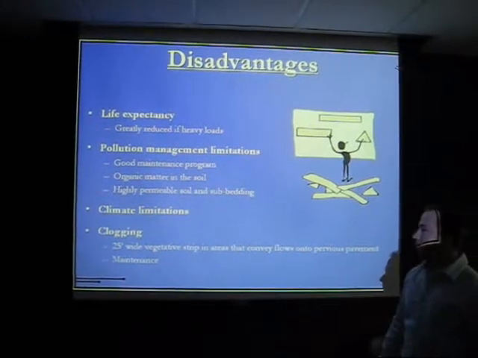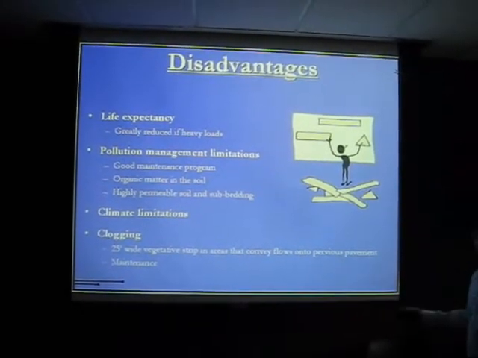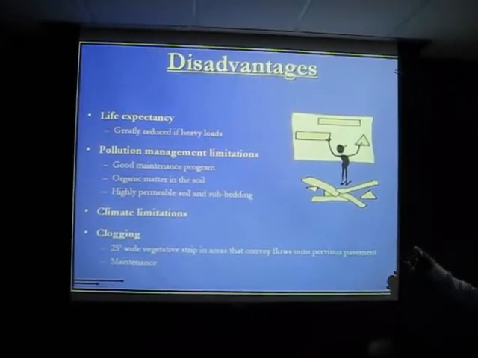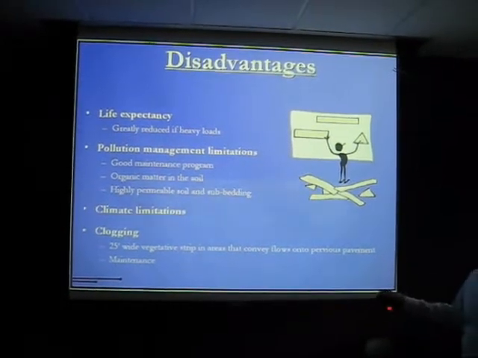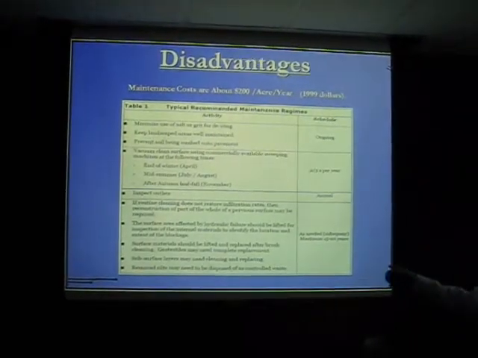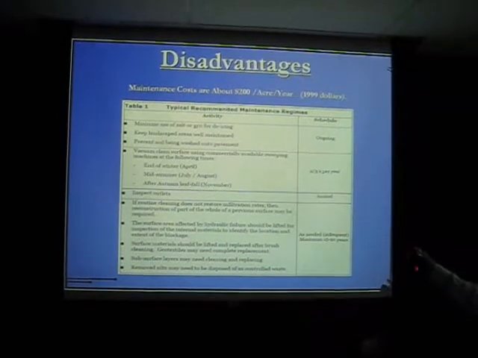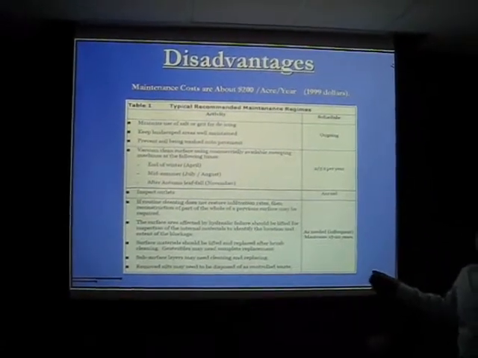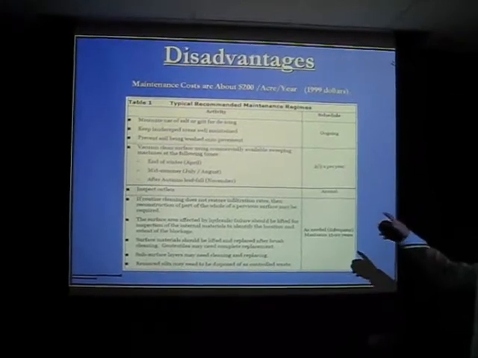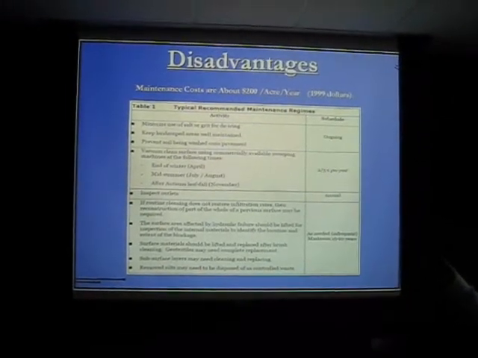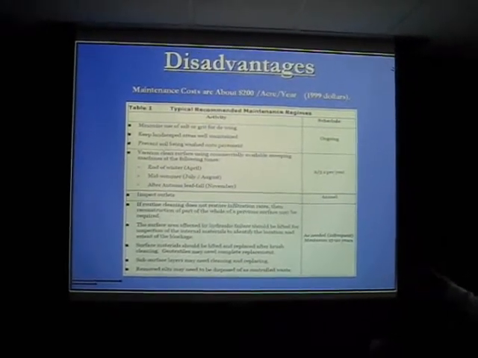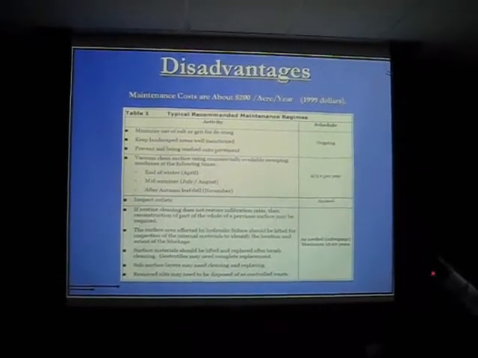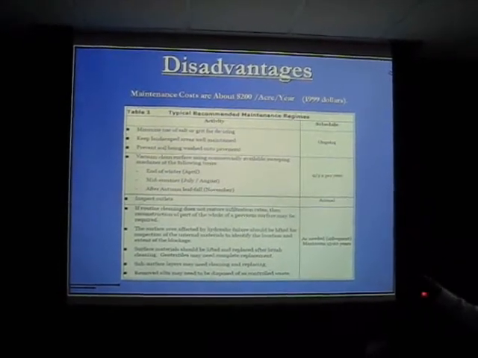They recommend a 25-foot vegetative strip in areas that convey flows onto the pervious pavement, followed by a very stringent maintenance program, which I won't get into in much detail, but basically you have to clean it out like 3 or 4 times a year, vacuum it, and then if certain areas get clogged, you may have to replace it. And the costs that I found were about $200 per acre per year, and I think that's probably being conservative. I would assume it's a lot more than that.